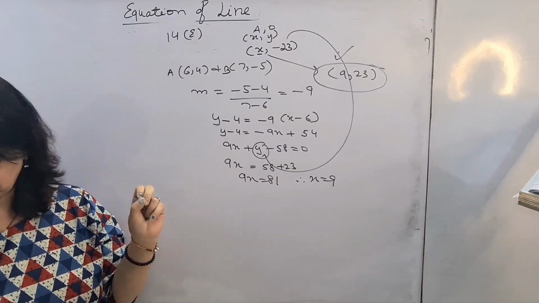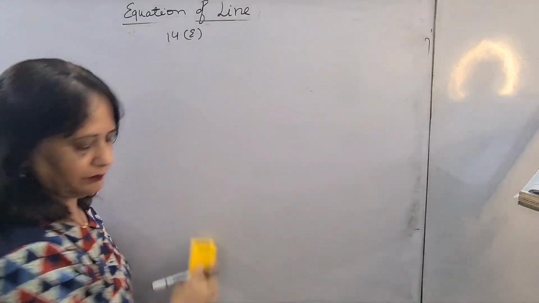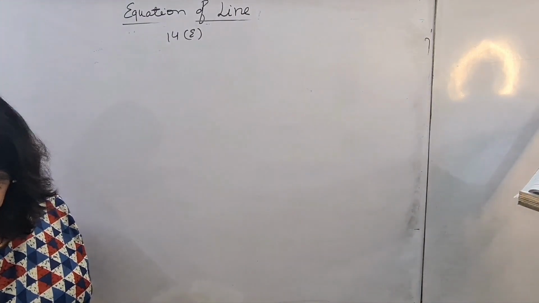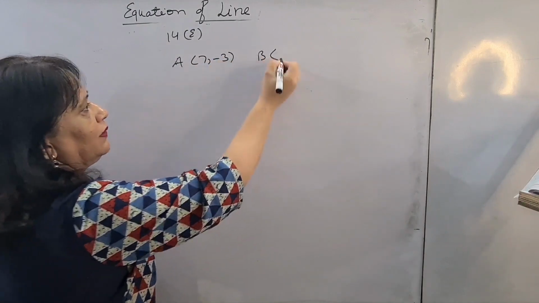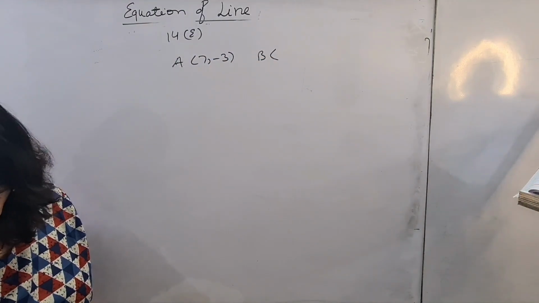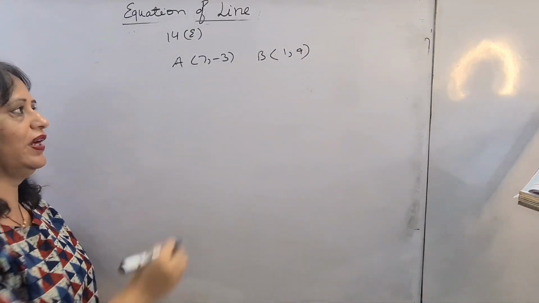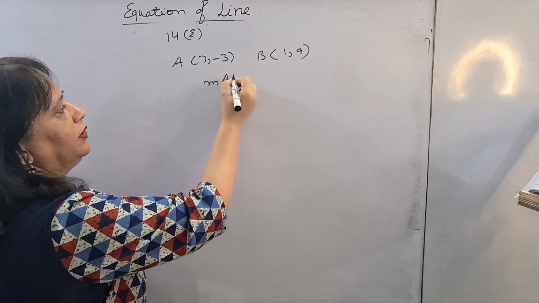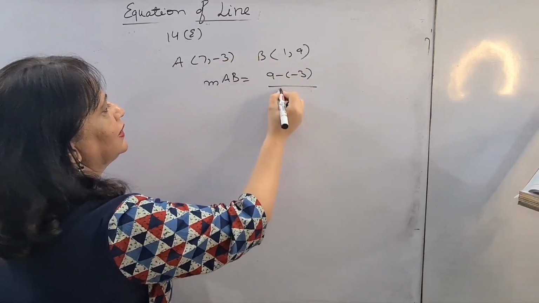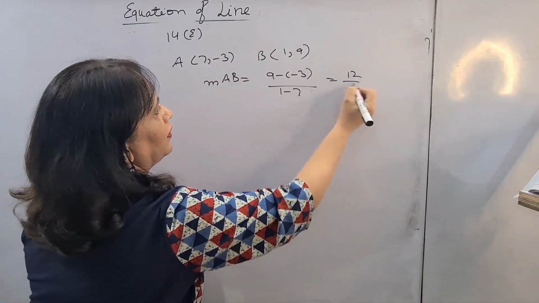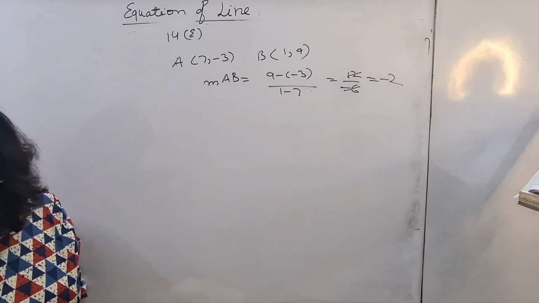Last but not the least, question number 26. Points A and B have coordinates A (7, -3) and B (1, 9). So the first question is very simple. I have to find the slope. You are very well aware of the slope now. Again, the 2-point form: (9 - (-3)) upon (1 - 7). It is 12 upon -6 and this is -2. So slope I have to find in the first part.